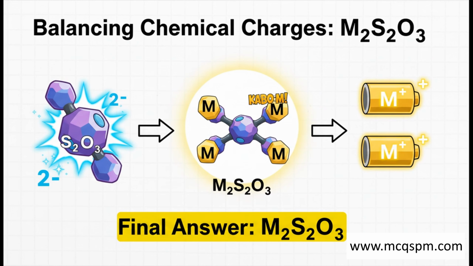And now the final piece of the puzzle. We just have to balance the charges. The thiosulfate ion from the question is S2O3 2-. That little 2- tells us its charge. Our M ion, we just figured out, has a charge of 1+. So we have a -2 and a +1. To make them cancel out and form a neutral compound, we're going to need 2 of our M+ ions to balance the 2- ion, right? 2 +1s balance -2. And that gives us our final answer, M2S2O3. And just like that, you've solved it.